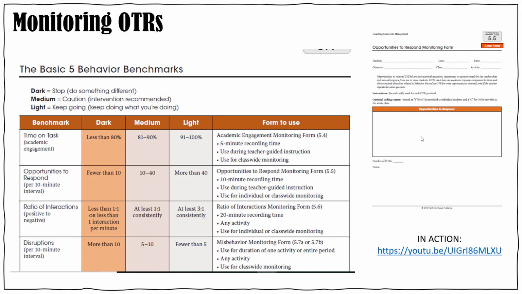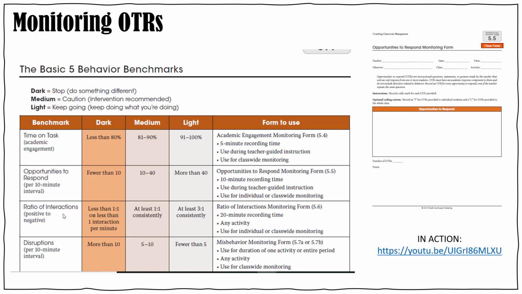And so after this 10-minute period, you can go and you can count. So for a 10-minute period, if you have fewer than 10, you need to do something different. If you have 10 to 40, you're okay. More than 40, you're great. Keep doing that. So you can see in a 10-minute period, you should have more than 40 opportunities to respond. So these are things that you're going to use a lot during your lesson.